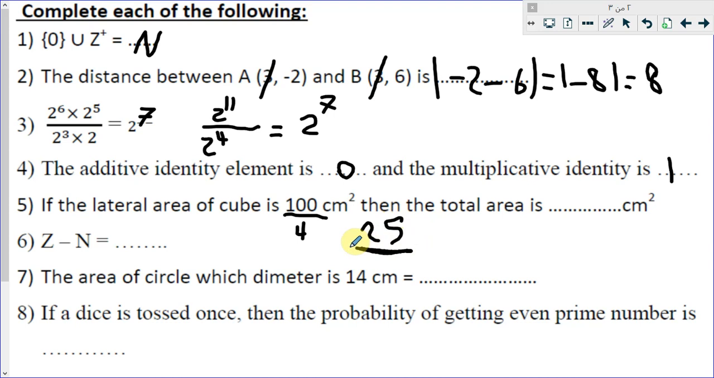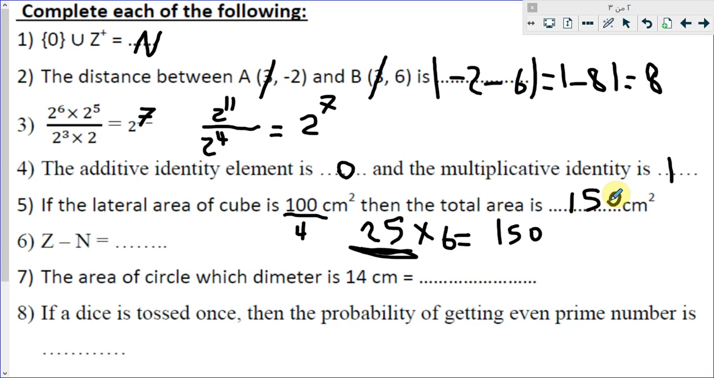25 is the area of only 1 face. But I want the total area, you mean the area of all faces. So 25 multiply 6, because we know that all faces of a cube are 6 faces. So it will be 150 centimeters square.